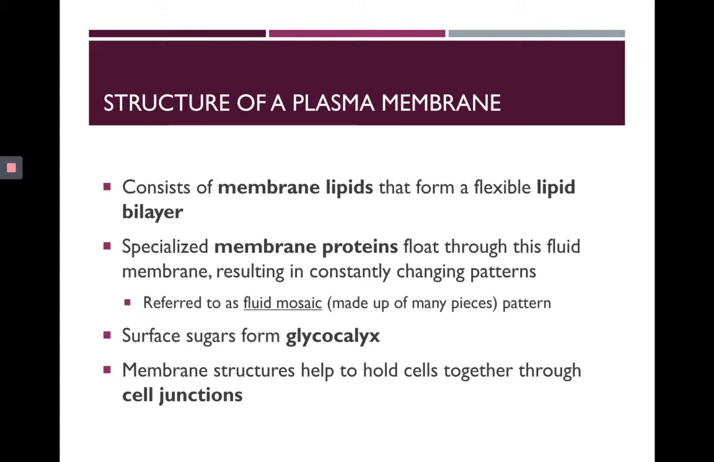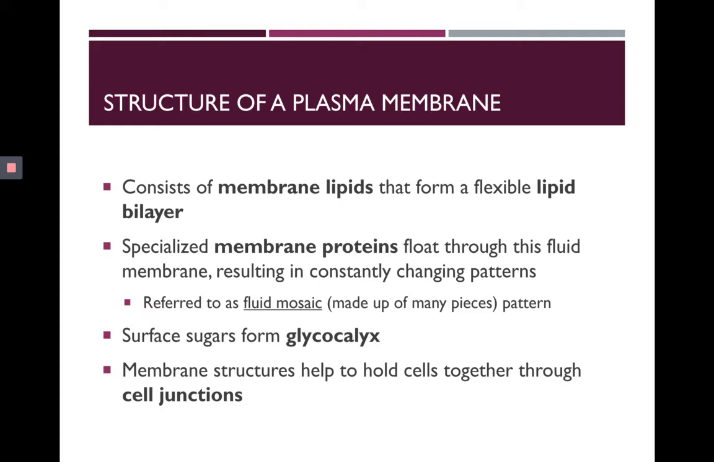And this type of lipid that makes up the plasma membrane is a phospholipid. So sometimes instead of just lipid bilayer, you may hear phospholipid bilayer. And bilayer is just referring to the two layers of lipids that help form the structure of the plasma membrane. So there are also specialized membrane proteins that are embedded in this lipid bilayer. They float, they're not stuck in any one location.